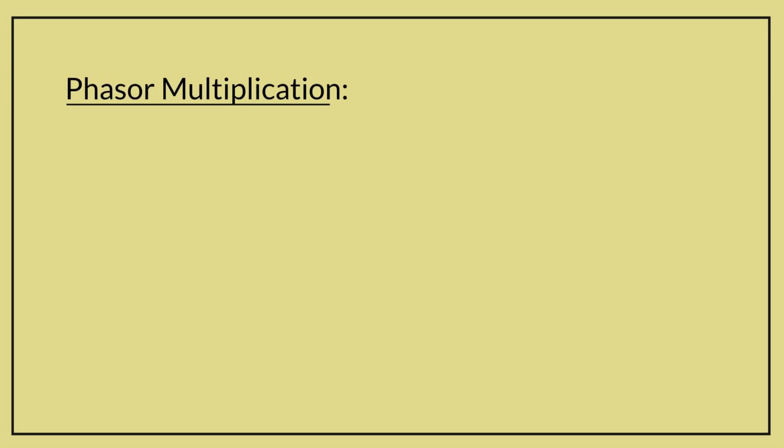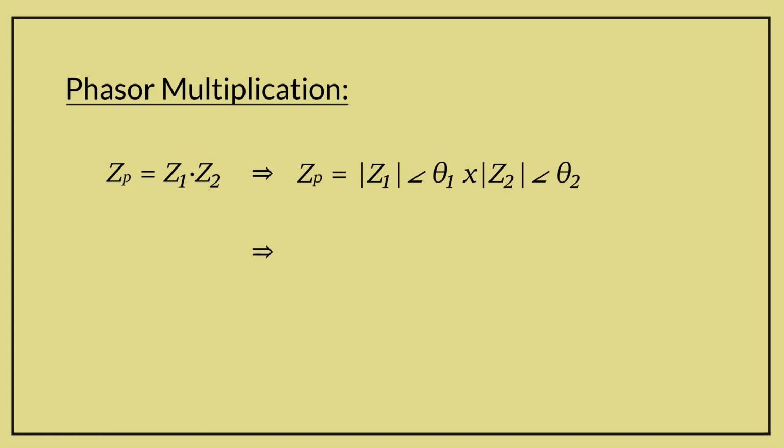Coming to phasor multiplication, when two phasors Z1 and Z2 are multiplied, the product phasor will have the magnitude equal to the product of the magnitudes of the above two phasors, while the angles will be added.